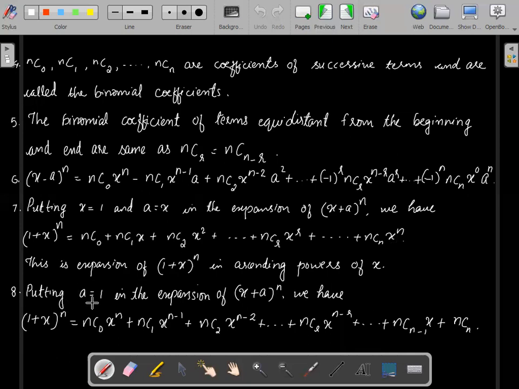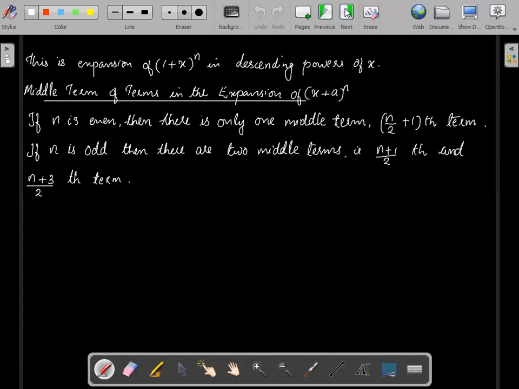Now, putting a is equal to 1 in the expansion of (x plus a) whole raised to n, we have (1 plus x) whole raised to n is equal to nC0 x raised to n plus nC1 x raised to n minus 1 plus nC2 x raised to n minus 2 plus etc., plus nCr x raised to n minus r plus etc., plus nC(n minus 1) into x plus nCn. This is the expansion of (x plus 1) raised to n in descending powers of x.